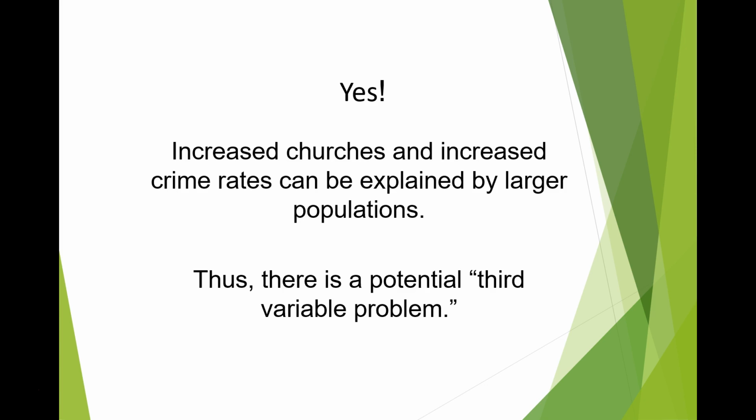Yes, there are. A major flaw is that both increased churches and increased crime rates can be explained by larger populations. In bigger cities, there are both more churches and more crime. This problem, which we will discuss in more detail in a later chapter, refers to the third variable problem. Namely, a third variable can cause both situations. However, people erroneously believe that there is a causal relationship between the two primary variables, rather than recognize that a third variable can cause both.